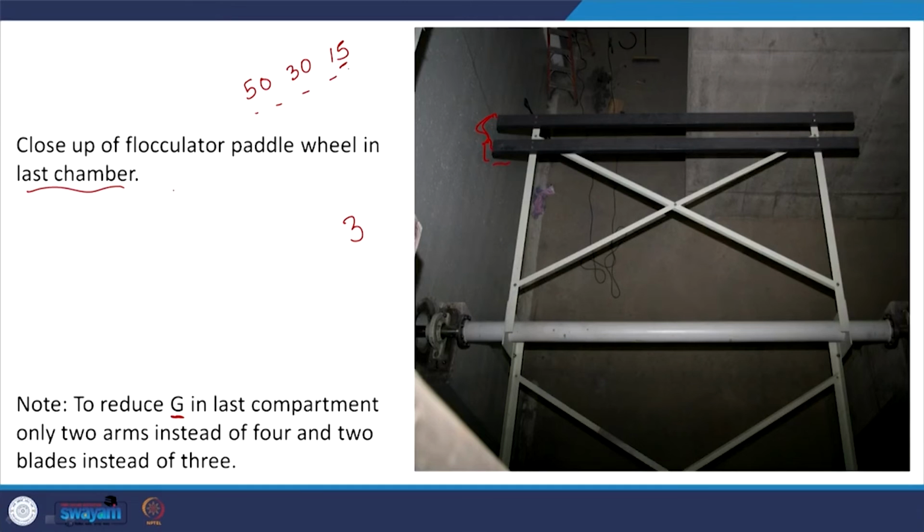To reduce the G, 2 arms, that's the term I was thinking of. So they have only 2 arms rather than 3 arms. Why? They want to decrease the G, right? So that's something to keep in mind.